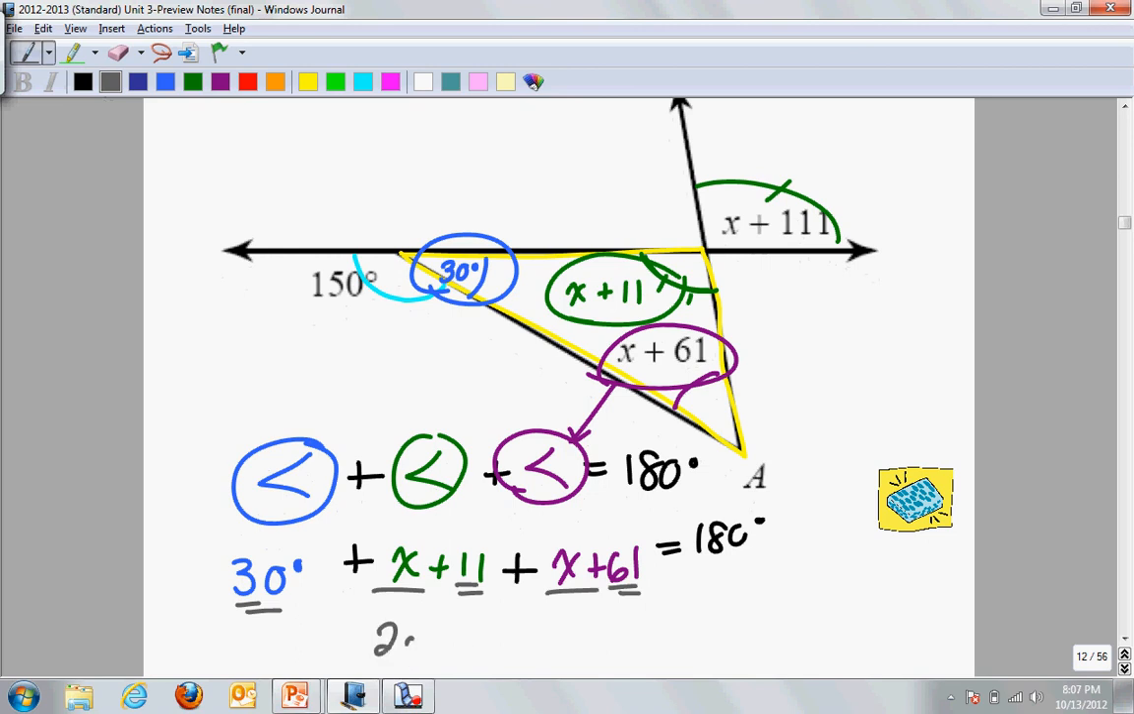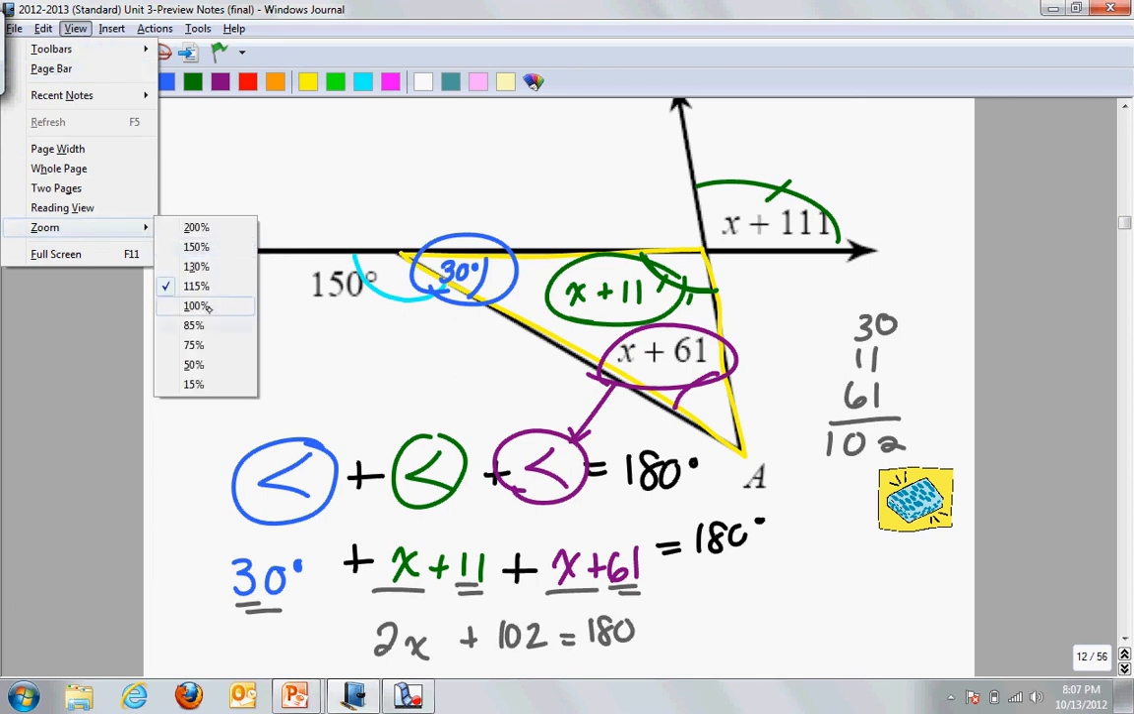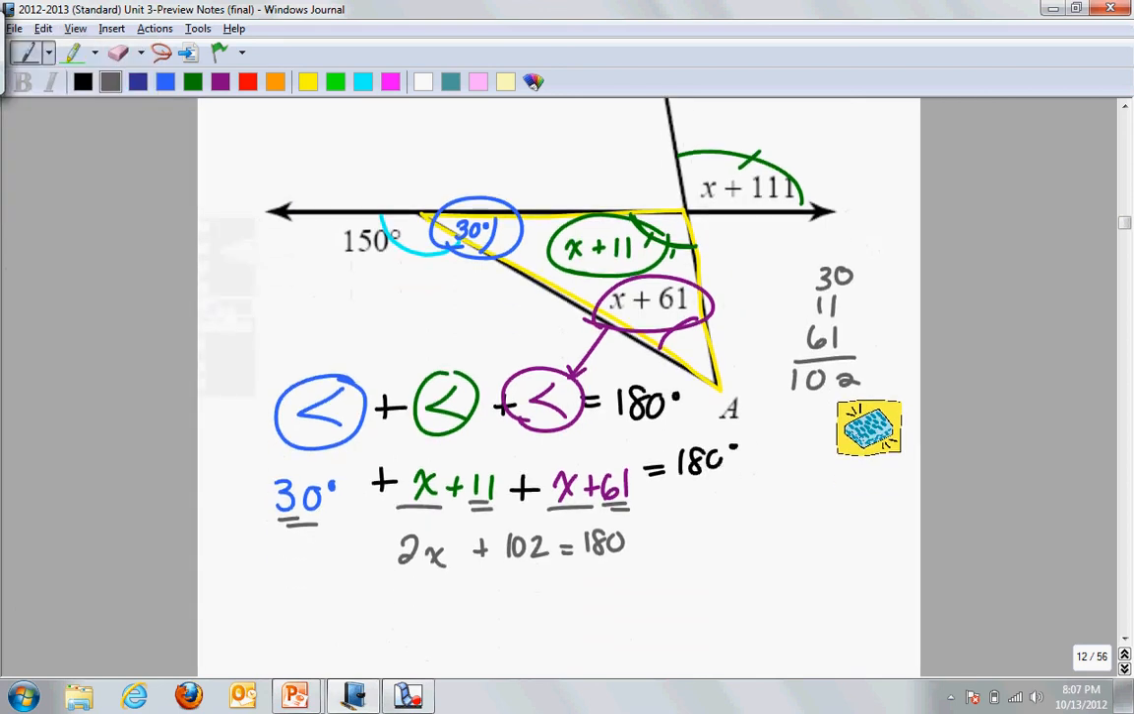Of course, we have 2x. And here I have 30 plus 11 plus 61. That's 102. I end up with 2x equals 78, therefore x is 39. We're not done. It says find everything possible.